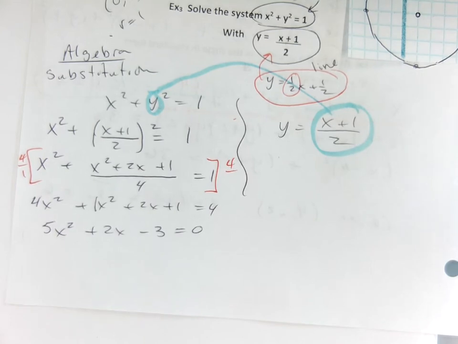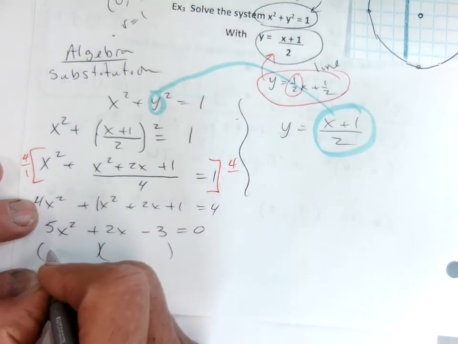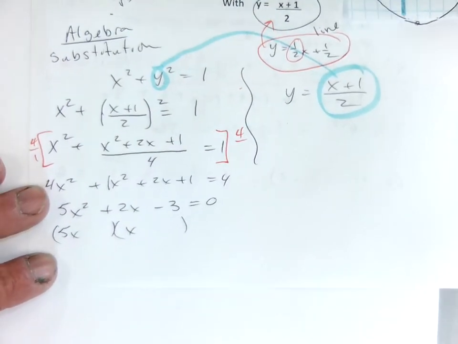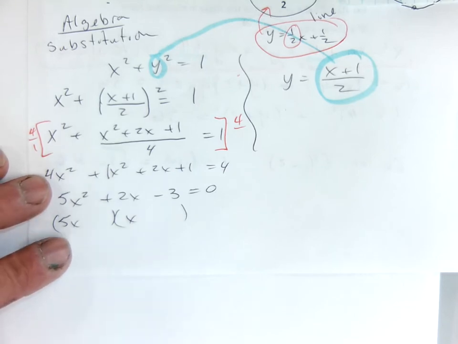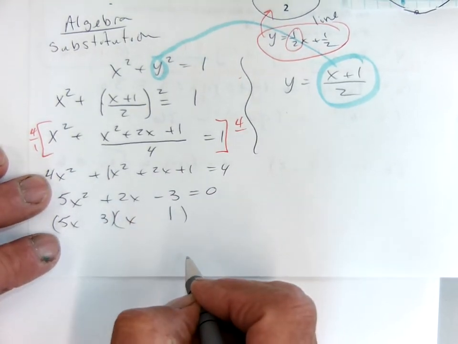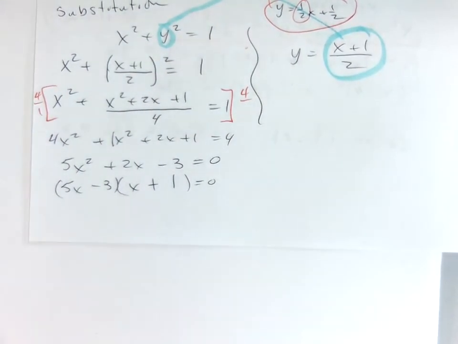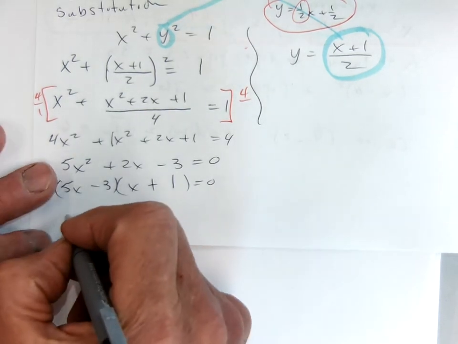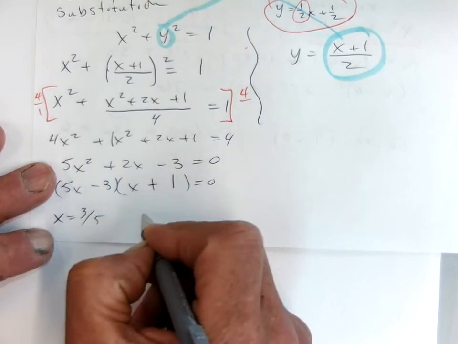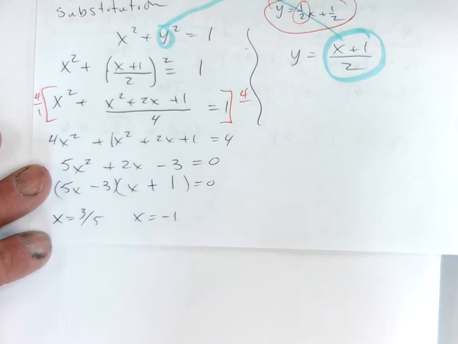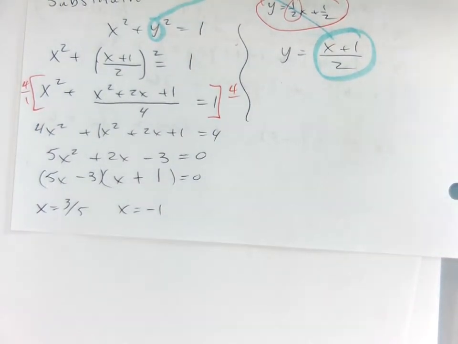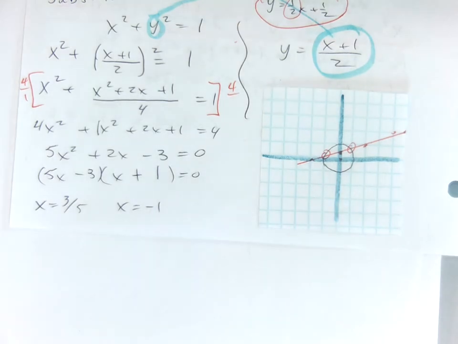Hopefully this factors. If it doesn't, we have to use the quadratic formula. I'm thinking it probably does factor. 5x, x, right? 3 and 1. I think I need to put the 3 here and the 1 here. I need a positive 2, so I need a plus and a minus. Okay. From my factors, I get two answers. x is going to equal 3/5, and x is equal to negative 1. Okay. That makes sense.